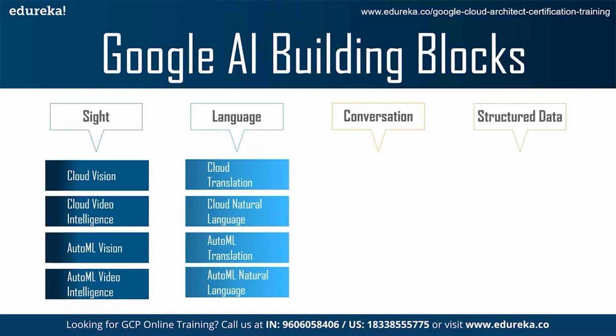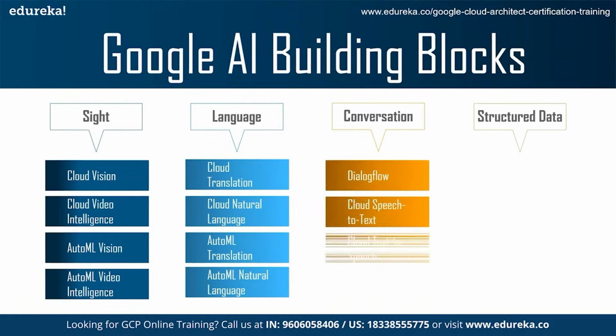Now the third main category is conversation. Under conversation, we have the first product as Dialogflow, which is a natural language understanding platform that makes it easy to design and integrate a conversational user interface into your mobile app, web application, device, bot, interactive voice response system, and so on. So using Dialogflow, you can provide new and engaging ways for users to interact with your product.